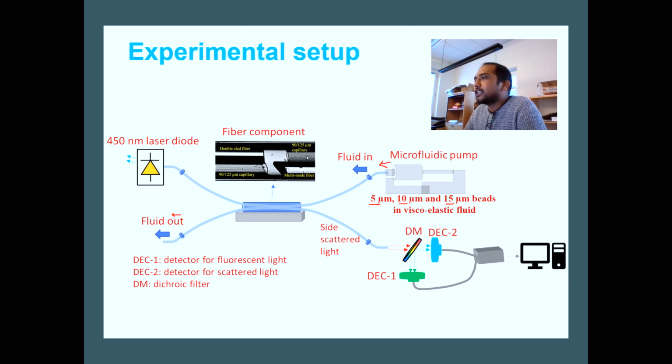The side scattered light is collected and split into the fluorescent and scattered light using a dichroic mirror, and then it is aligned in a PC.